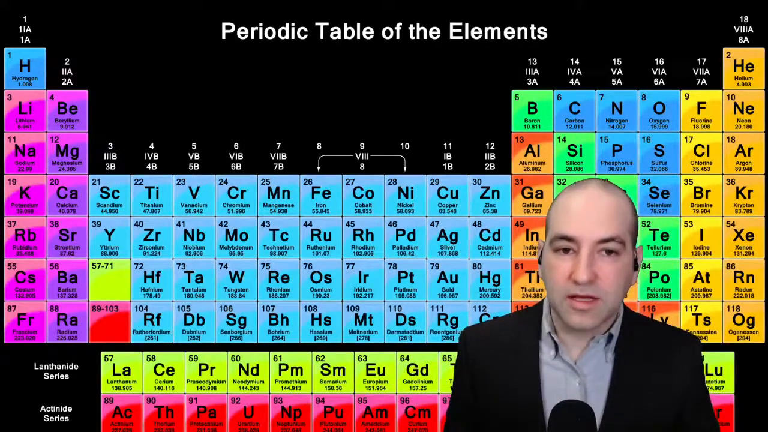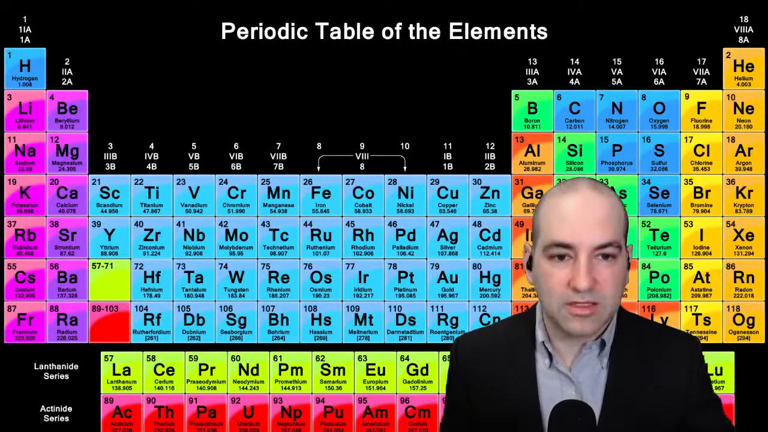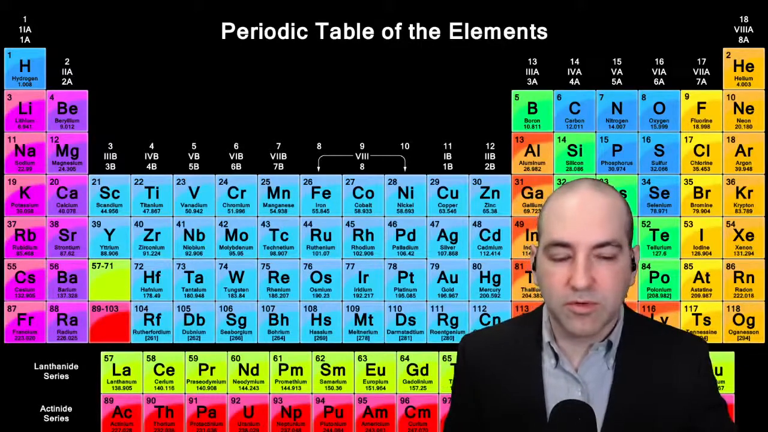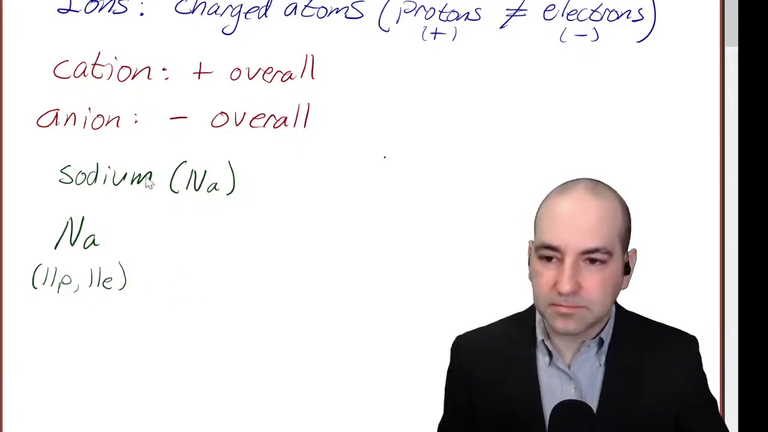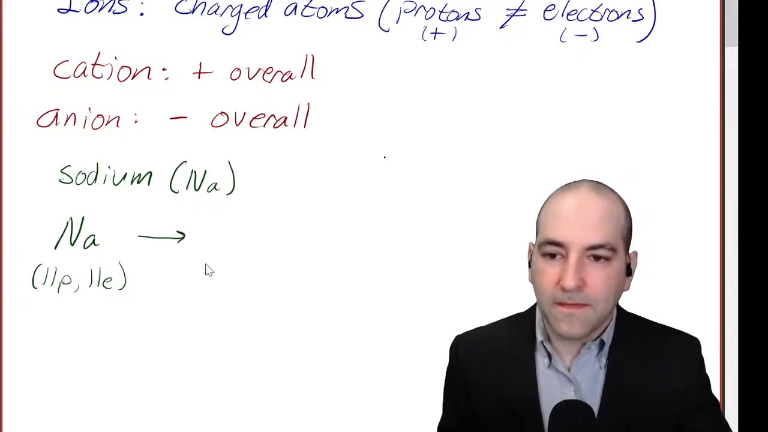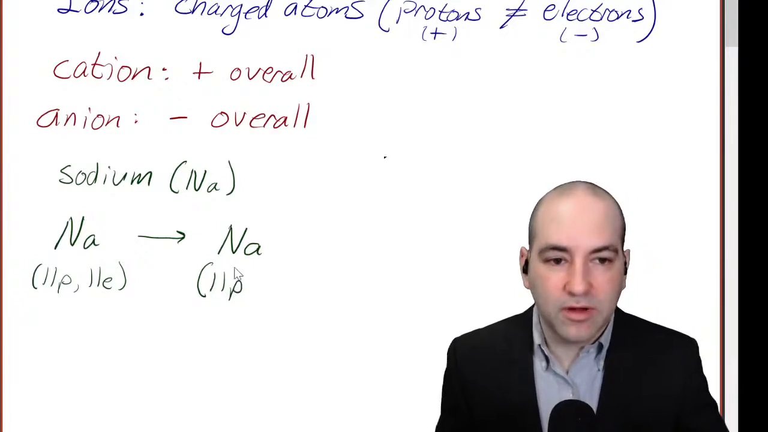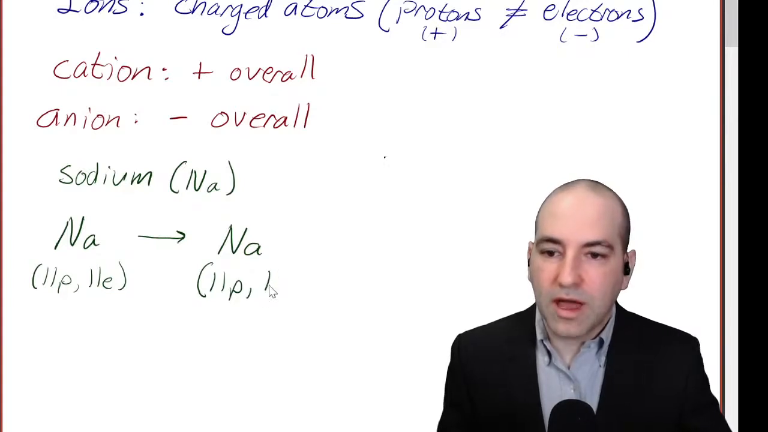Because it's atom number 11, if we review, we know that means it has 11 protons and 11 electrons if it's neutral. Remember, we can't tell the number of neutrons from the periodic table. So let's just write that down to review, 11 protons and 11 electrons. All right. So now, if sodium were to lose an electron, it would become the sodium cation, which is still called sodium. It would still have 11 protons because that's the atomic number, and that is what makes sodium sodium. But now it would have 10 electrons.